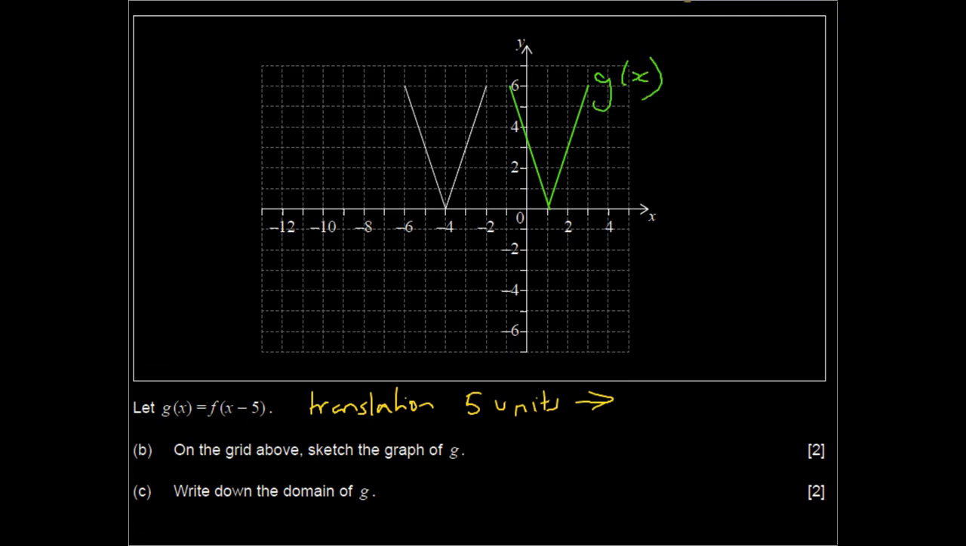Okay, finally it says write down the domain of g. So the domain is the input, or x. So again, if we look here, we can see that x permitted values are from -1 up until 3, because that's what we've got information for. So I would just need to write x is greater than or equal to -1 and less than or equal to 3.